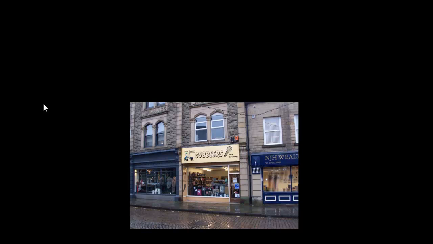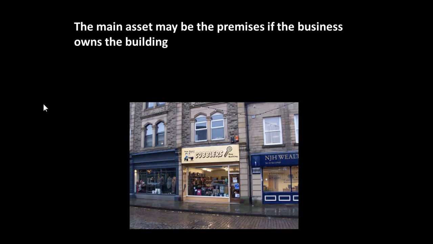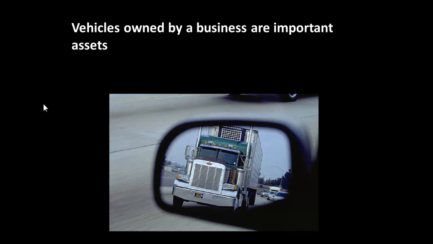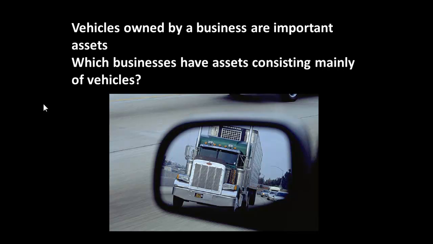So here we have the business, and the main asset here is the premises, assuming that the business owns the building. Vehicles owned by a business can also be important assets, so it shouldn't take you too much difficulty to think of at least 2 or 3 businesses that have assets which consist mainly of vehicles. Besides the transport shown here, you might also have thought of a bus company or a coach company.